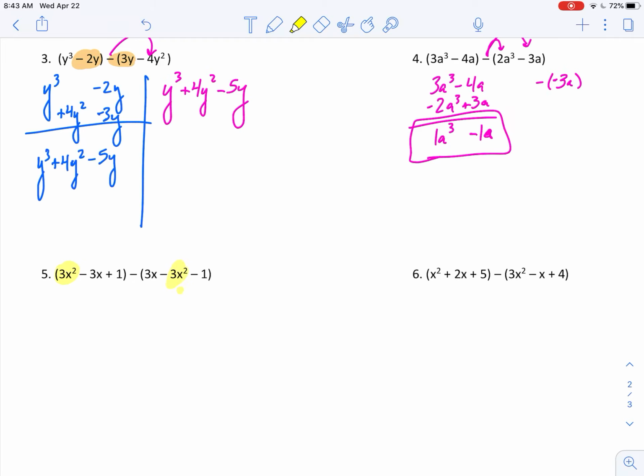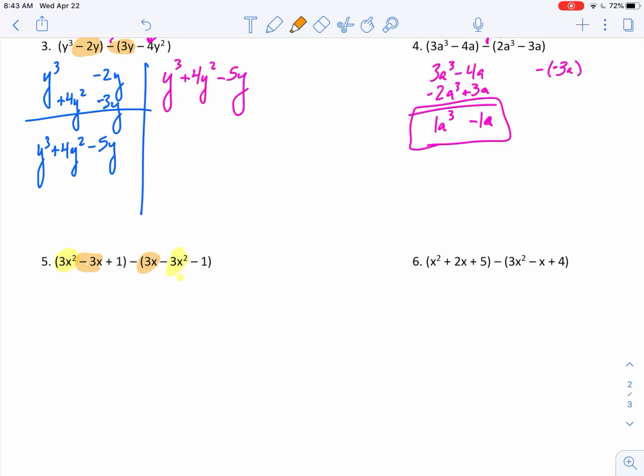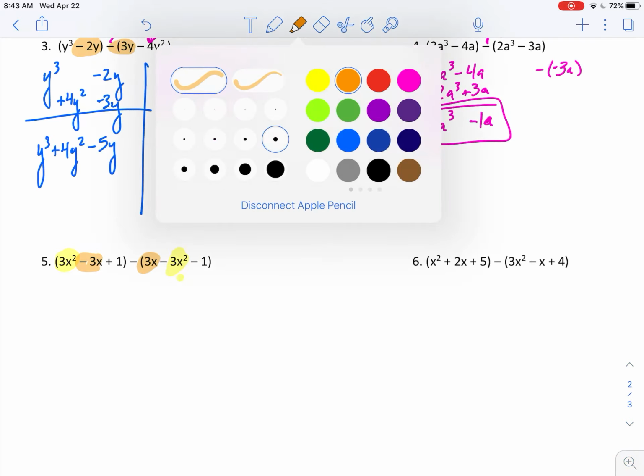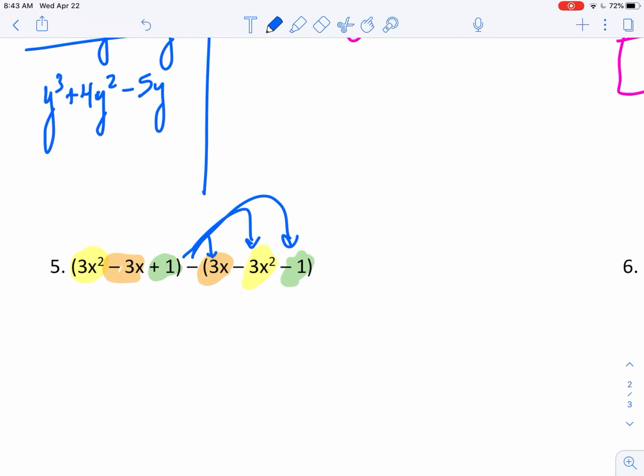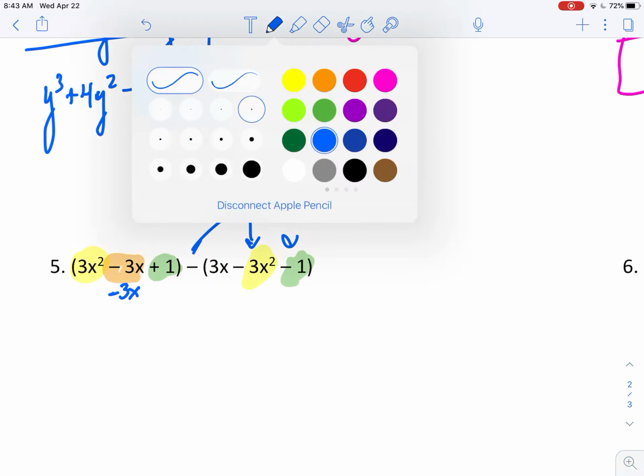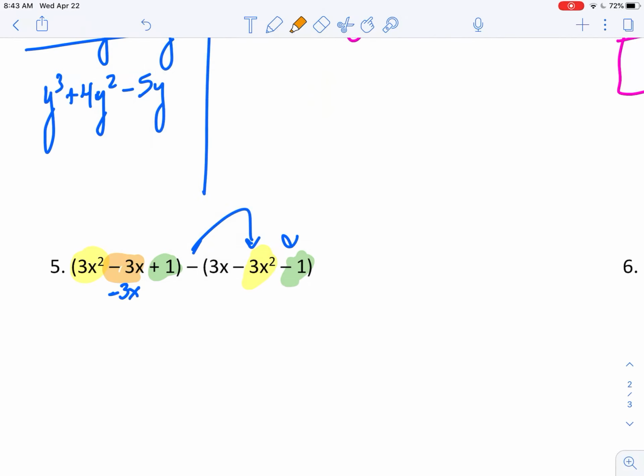All right, let's talk about 5. So what like terms do I have here? I've got 3x squared and 3x squared here. Those like terms can be combined. I've got 3x and 3x, and I've got this 1 and 1. And now we just need to be careful about distributing our negative to all these parts.